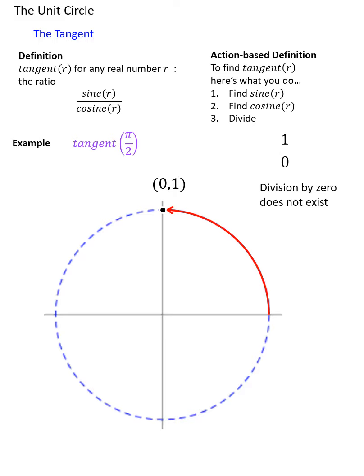Some teachers use the word undefined. Mathematicians decided centuries ago that division by 0 was not going to be an allowable operation. There's a whole other story behind that, but I don't want to get sidetracked. And therefore, the tangent of pi over 2 does not exist. And again, some teachers would say undefined. If something doesn't exist, then we can't define it. Same logic.